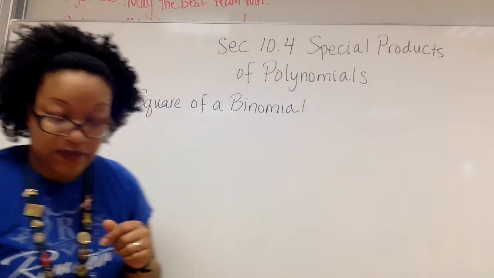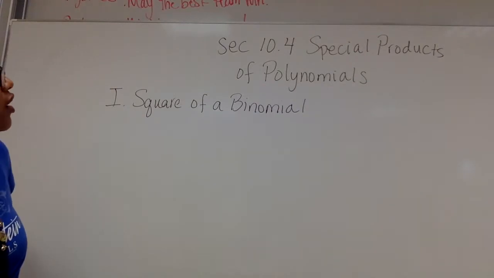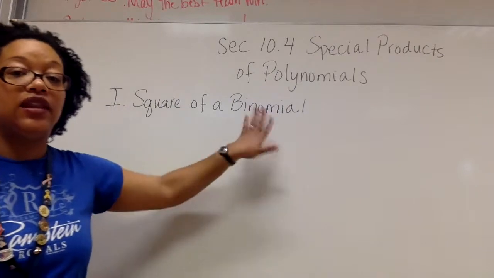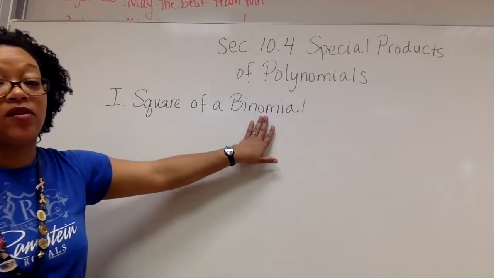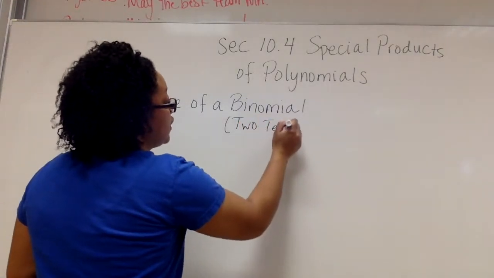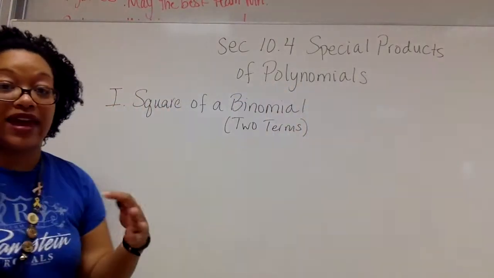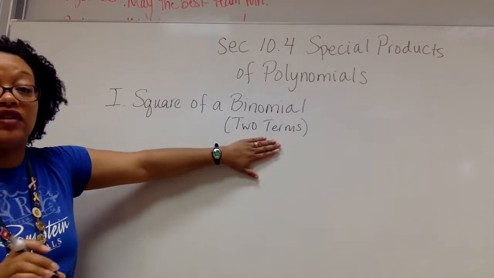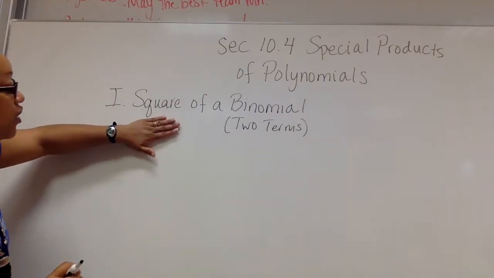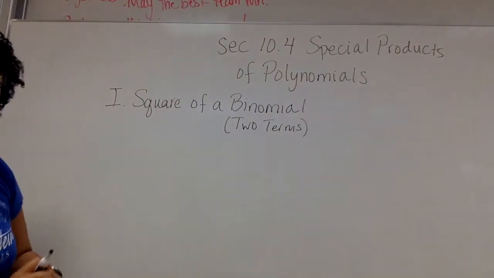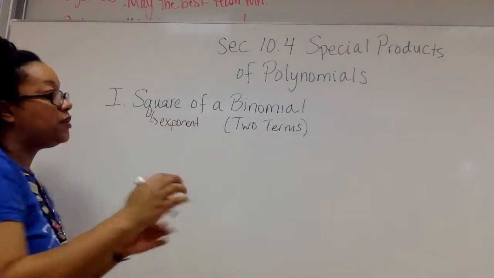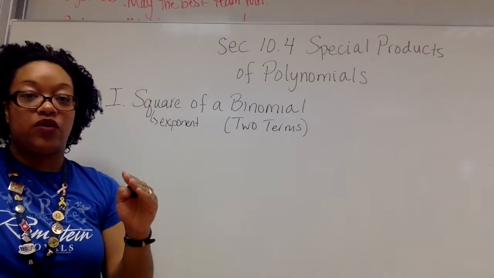So the first special polynomial we're going to talk about is the square of a binomial. Okay, so let's break this down. I know that you know, or hopefully you remember, that binomial means two terms. So when we're talking about special cases, we're only dealing with polynomials with two terms in them. Now the word square, what we're talking about is the exponent. So we're pretty much just going to take a binomial and square it.